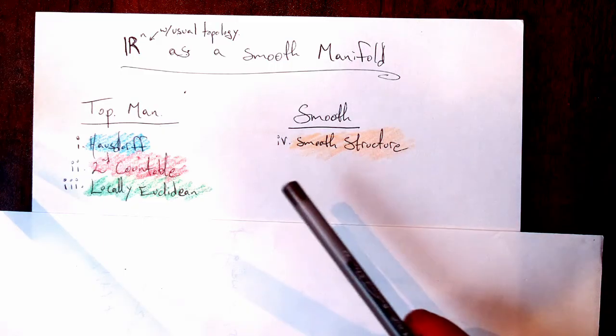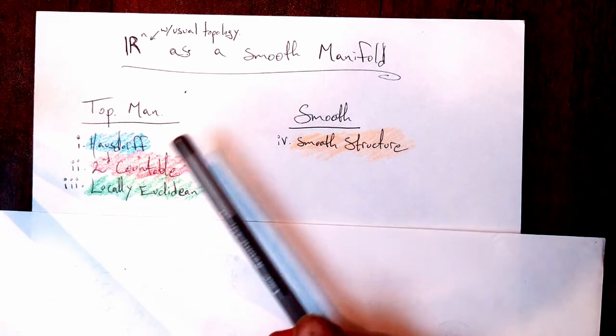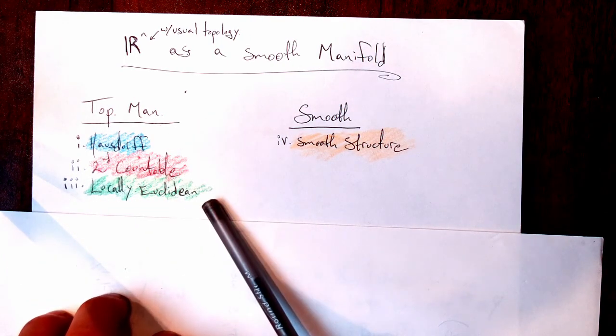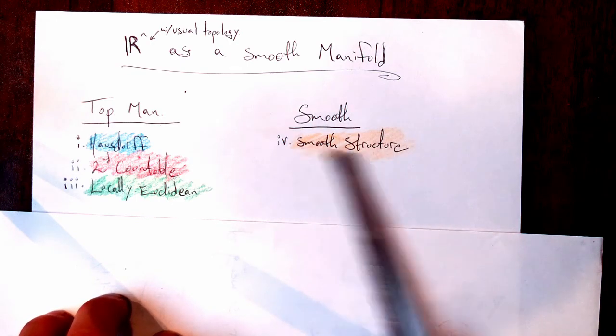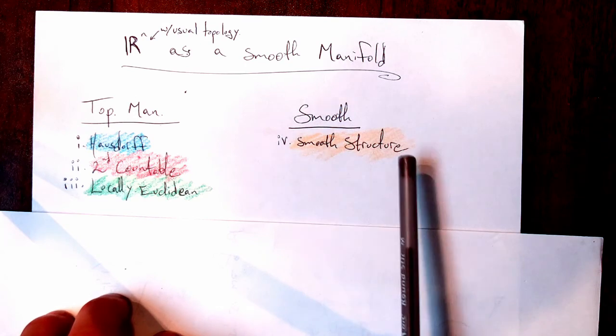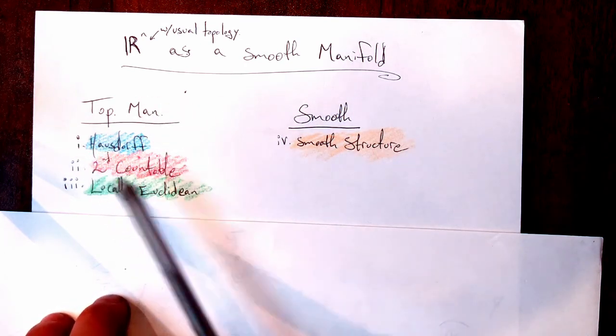So there's four things we're going to need to show. First, the three for a topological manifold, right? To be a topological manifold, you need to be Hausdorff, second countable, and locally Euclidean. And to be a smooth manifold, you need a smooth structure. Can we give a smooth structure to our topological manifold? If so, we upgrade it to a smooth manifold.